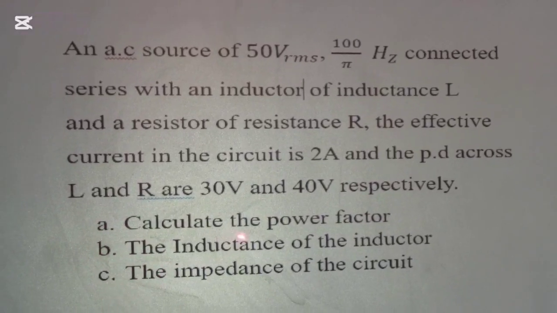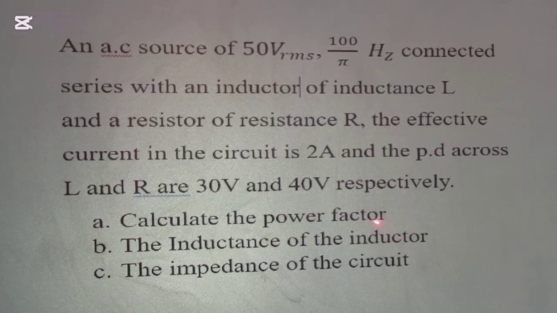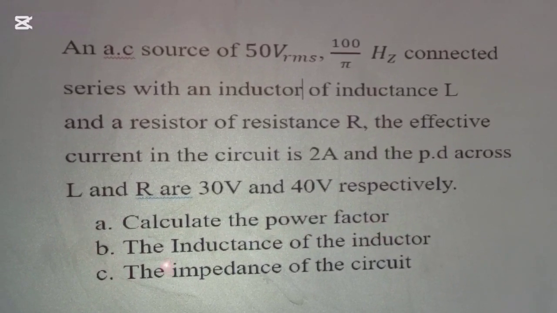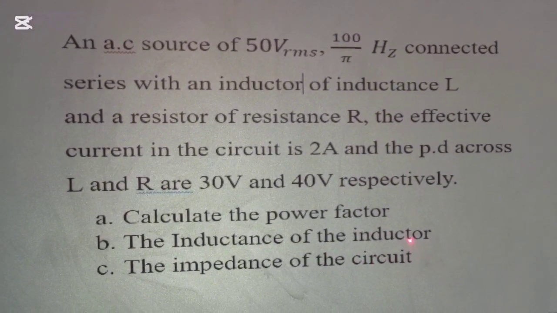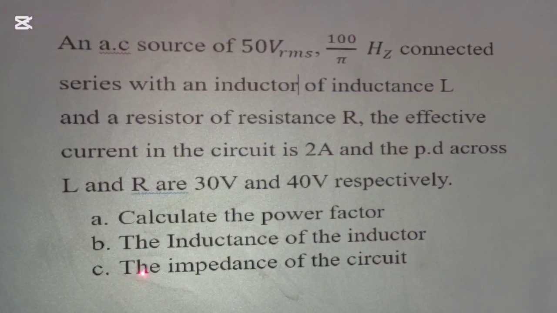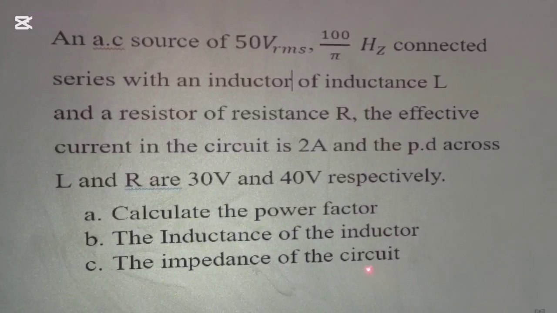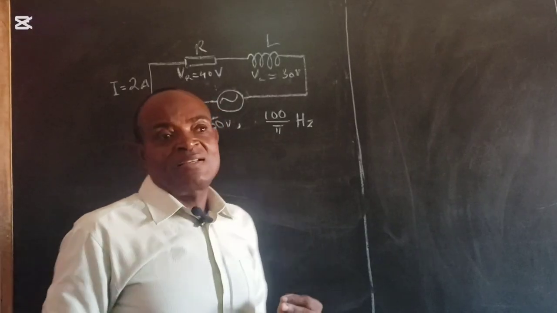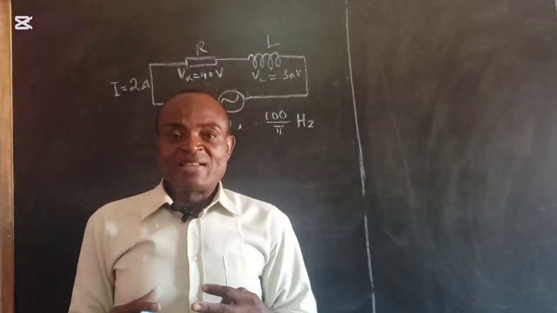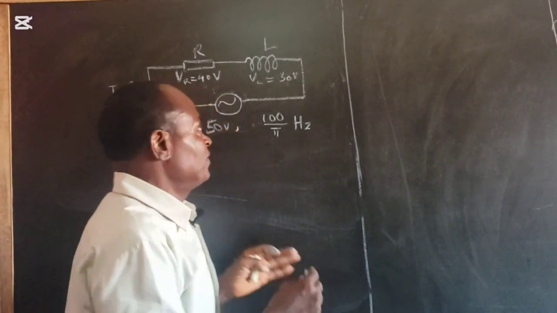A, we are to calculate the power factor. B, the inductance of the inductor. And C, the impedance of the circuit. Let's go to the class. All right. From the question we read, we have this circuit.